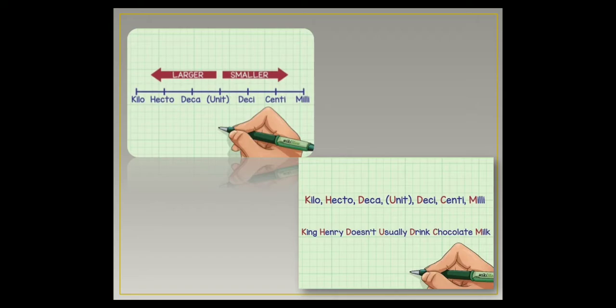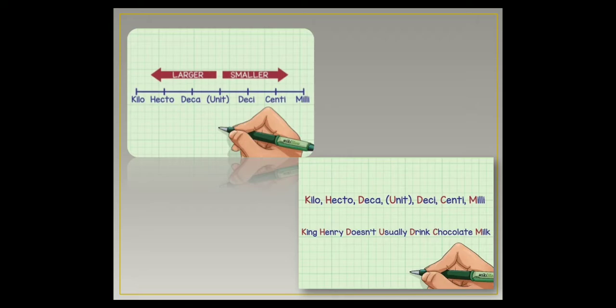You can remember these units with a small acronym: King Henry doesn't usually drink chocolate milk. The first letter represents the units here. King, K represents kilo. Henry, H represents hecto. Doesn't, D represents deca. Usually, U is the basic unit. Drink, D is deci. Chocolate, C is centi. And milk, M is milli. So you can remember this sentence so that you won't forget these units. That is, King Henry doesn't usually drink chocolate milk. It's easy, right? Fine.